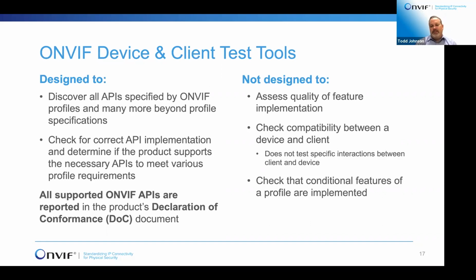It does not check the compatibility between a device and a client or any specific interactions between two specific devices and clients. And there's no way for a software tool to really check that the manufacturer has implemented all the conditional features of a profile. It's going to check for what the device or client claims to support. And then all supported APIs are reported through the product's Declaration of Conformance, or DOC document, which we'll talk about in a minute.